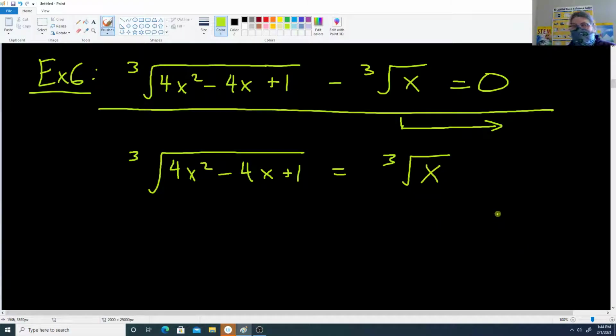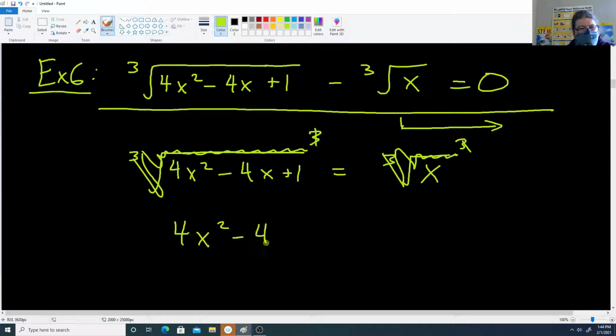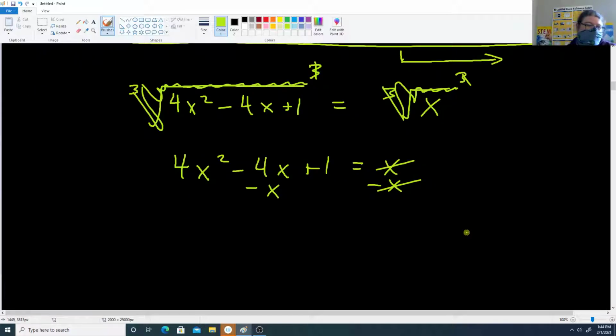We need to cube both sides now that we've got our cube root part isolated. And we get kind of lucky in this one, we're cubing the cube root. Cubing undoes both the cube roots, and we just get the inside stuff left. So now we subtract x across. We get 4x squared minus 5x plus 1 is 0.